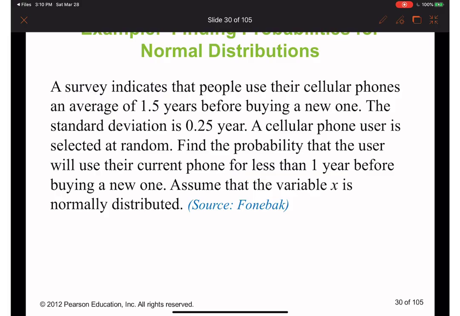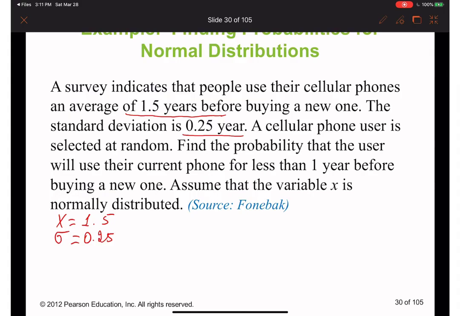A survey indicates that people use their cell phones an average of 1.5 years before buying a new one. So it's our mean, 1.5. The standard deviation is 0.25 years. Look, it's a bright example of how to use this in business.